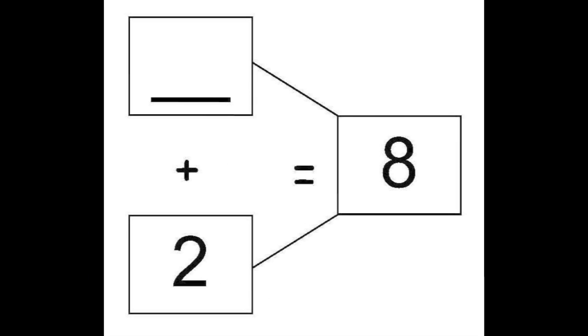So now let's look at the bottom of the same page. Here we have 1 number on the left and the solution on the right. So we need to figure out what plus 2 equals 8. Or another way to figure it out is to subtract 2 from 8. So 8 minus 2 equals 6. So 6 plus 2 equals 8.